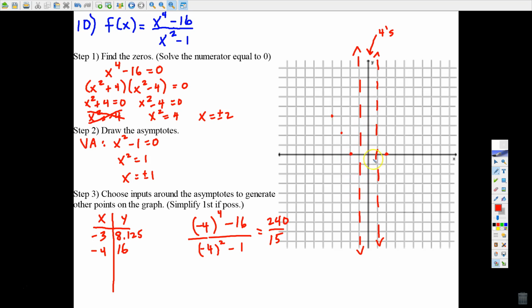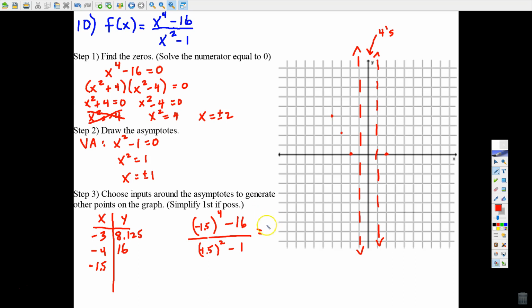back up. So what I'm going to do to find out is I'm going to pick an input in between -2 and -1. So I'm going to use -1.5. Okay, let's see what I get. So -1.5 to the 4th minus 16.